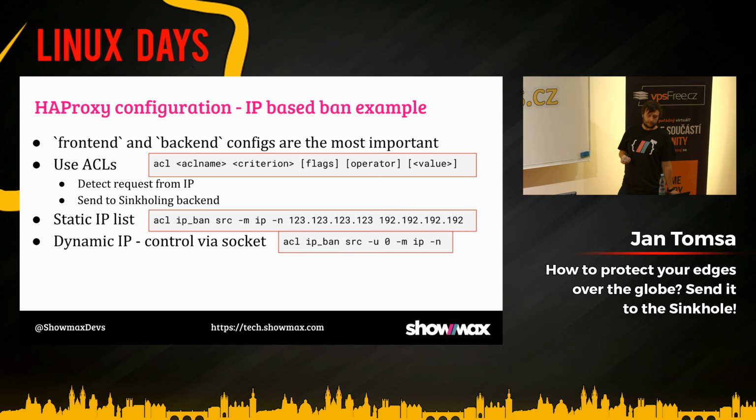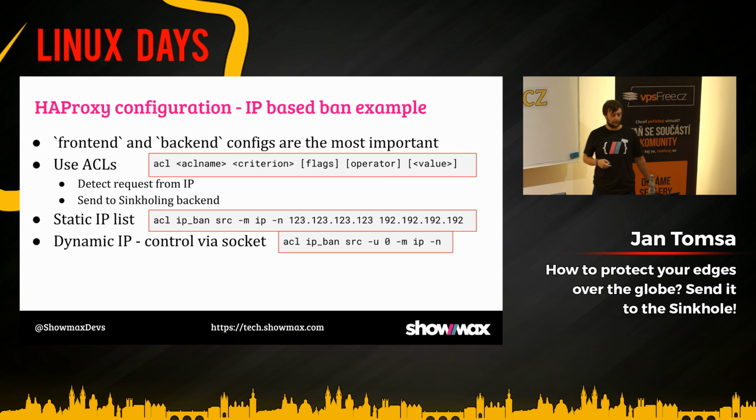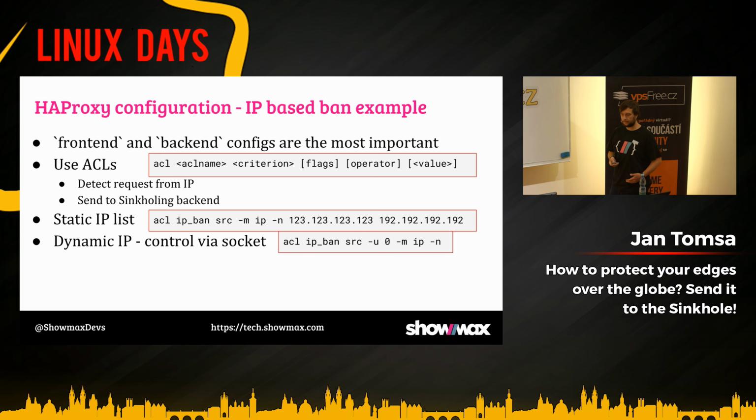So let's take an example of how to find requests that come from a list of IPs. It's quite easy. You just define the ACL, its name, then you tell it the source of the information for the ACL. In this case, we told it to look at the source of the request. Then you tell it to look for an IP address, not to resolve DNS, and then you provide the list of addresses you want it to match. This static IP list is really not that useful for us, because we want to be able to change it dynamically, otherwise we would always have to reload HAProxy to apply new settings.